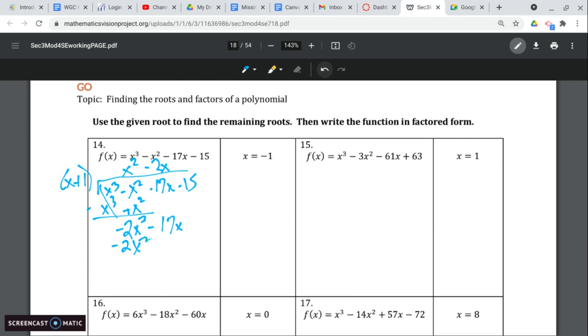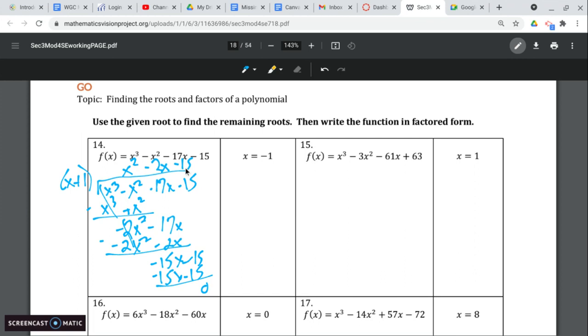Gives us a negative 2x squared minus 2x. We subtract, those cancel. Negative 17 minus negative 2, so really negative 17 plus 2, is going to give us a negative 15x minus 15. So we multiply by a negative 15. So we end up with negative 15x minus 15, which is 0. So we have x squared minus 2x minus 15.